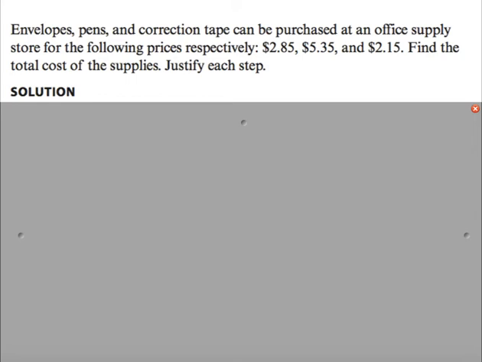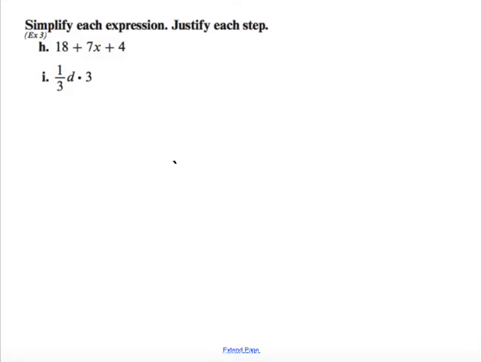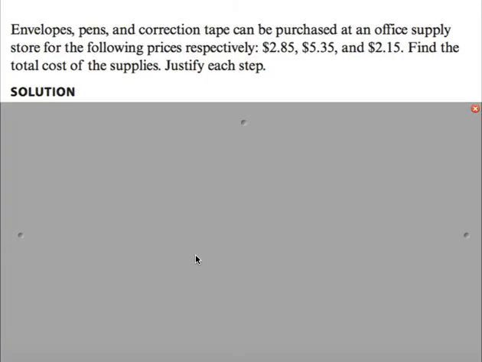All right, let's talk about this one. I believe it'll be our last one. Envelopes, pens, and correction tape can be purchased at an office supply store.